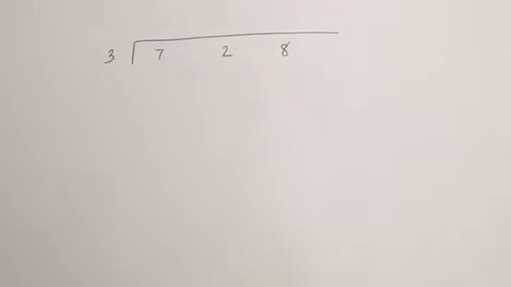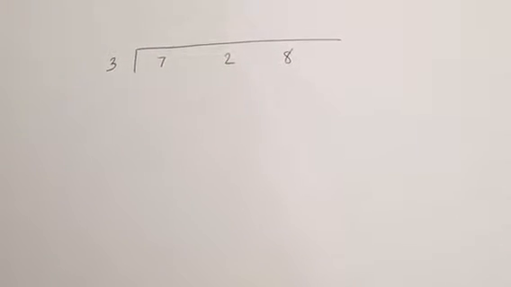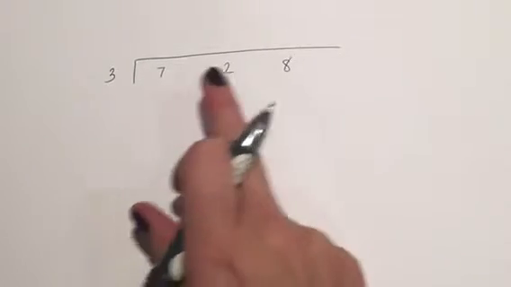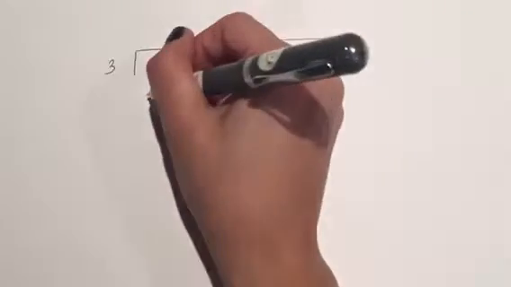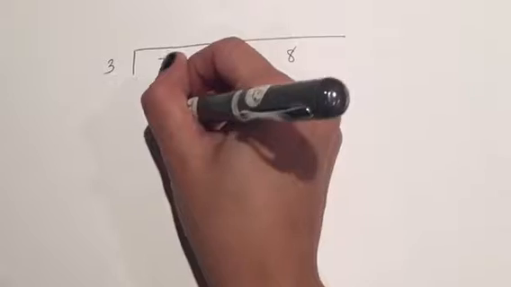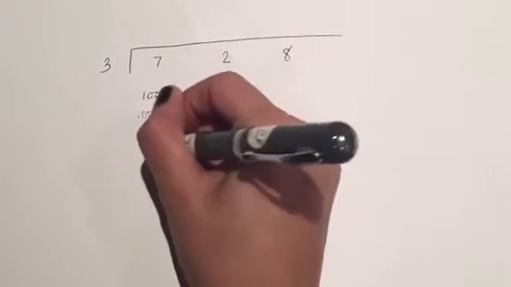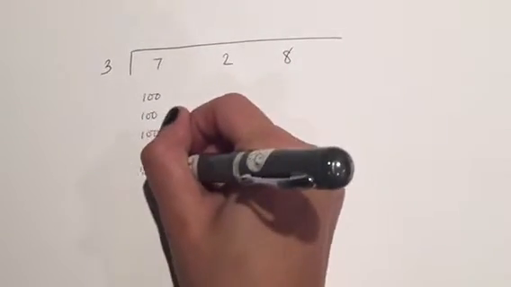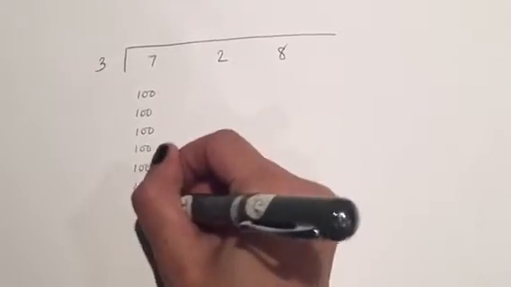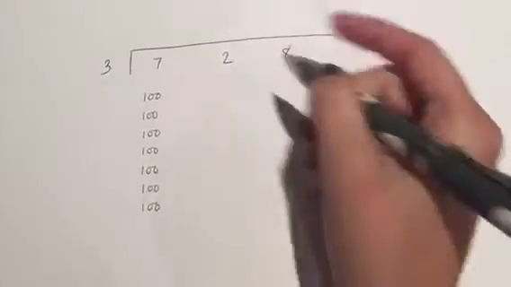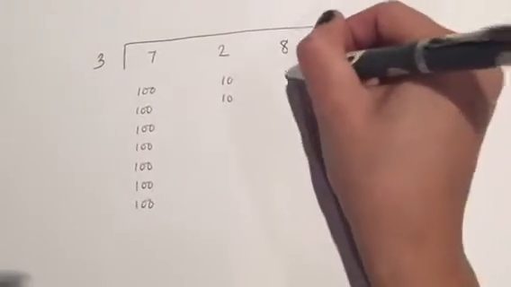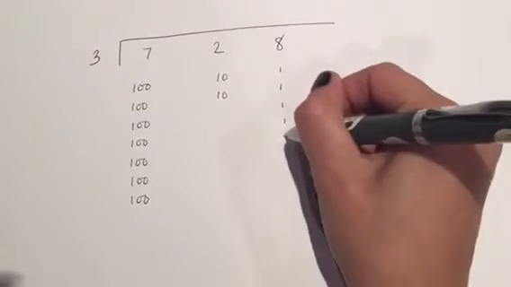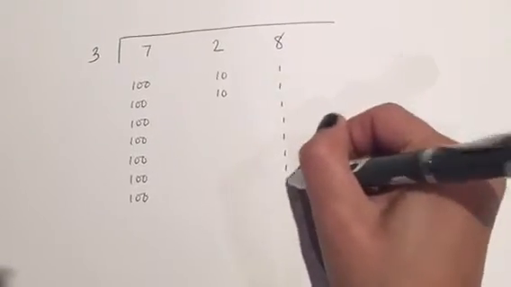Here is my final video to show how place value counters can become iconic through drawing them. As you can see, I've separated my number into hundreds, tens and units already. I'm now going to draw my place value counters. So 100, 200, 300, 400, 500, 600 and 700. I need 2 tens, 1, 2, and I need 8 ones. 1, 2, 3, 4, 5, 6, 7, 8.